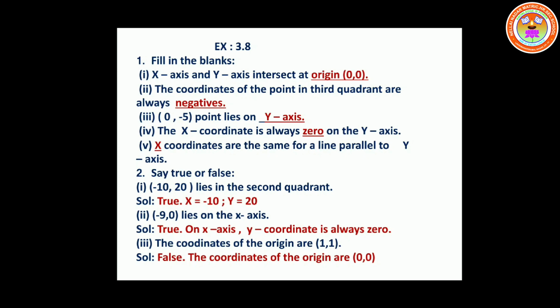Next, the coordinates of the origin are 1, 1. Just now we started the first one, fill-ups. You just see above, x-axis and y-axis intersect at the origin. And origin, what is the point we have said? It is 0, 0. So what is the answer for this, true or false? It is false because the point is given as 1, 1, not 0, 0. So it is false.